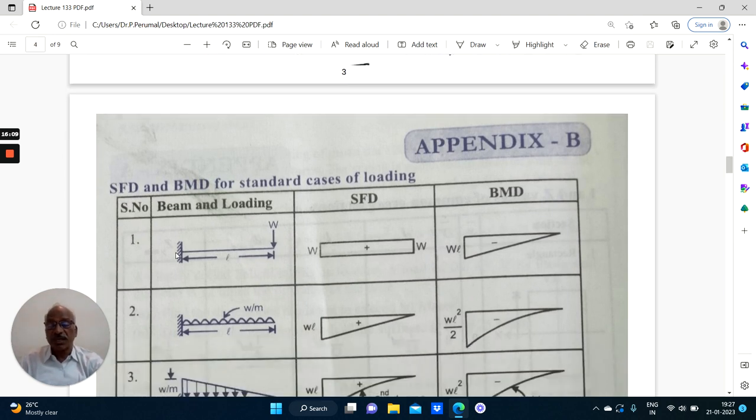Right, now it is a cantilever subjected to a point load. We know it is a rectangle. WL by 2, minus W by 2, linear variation.